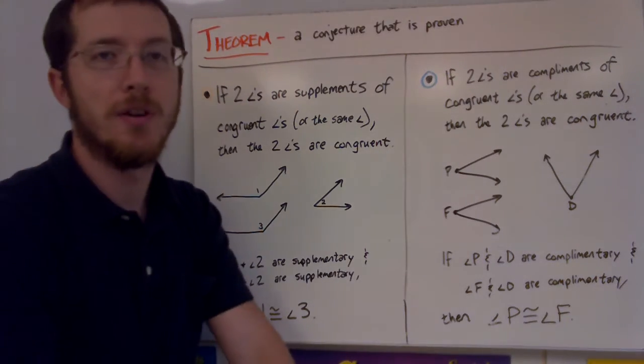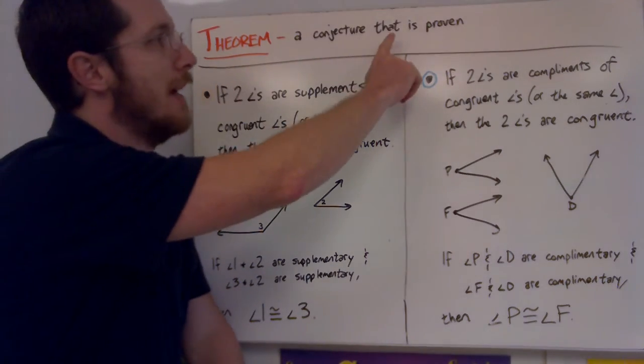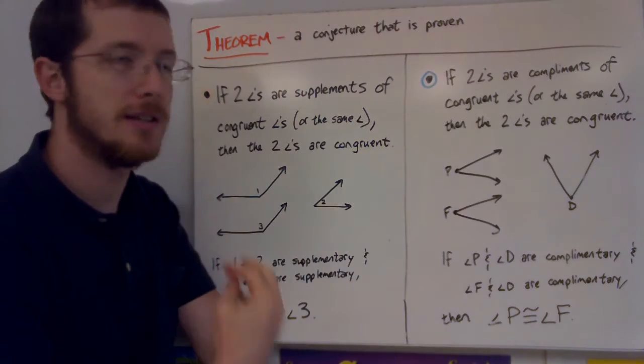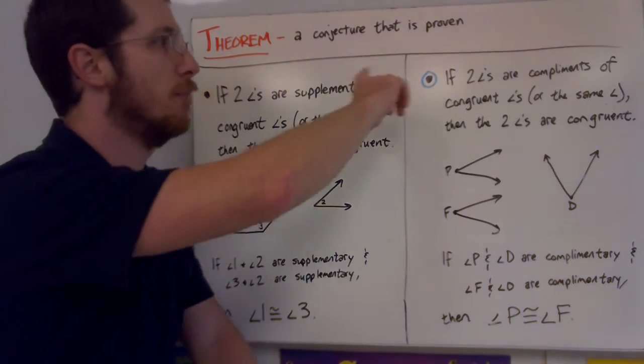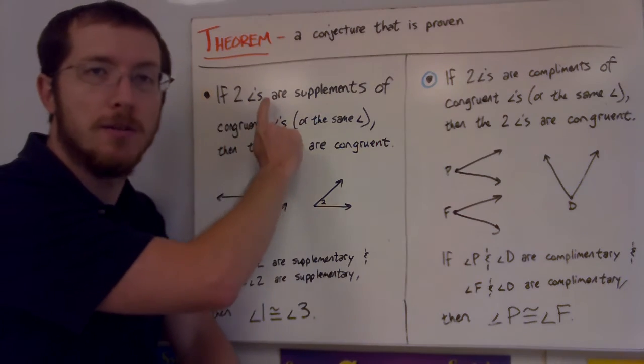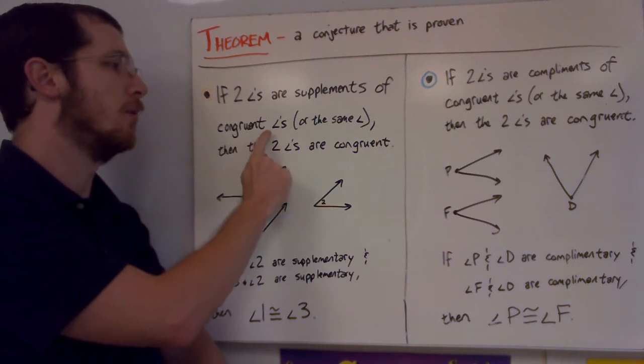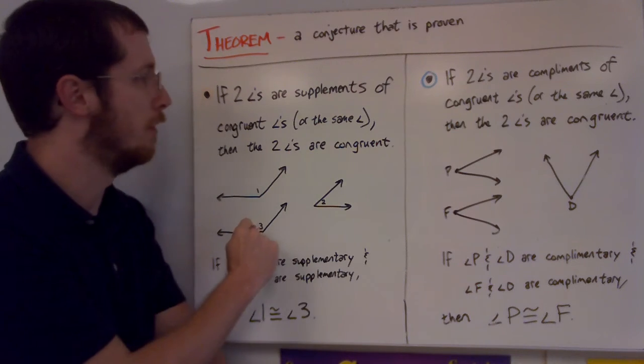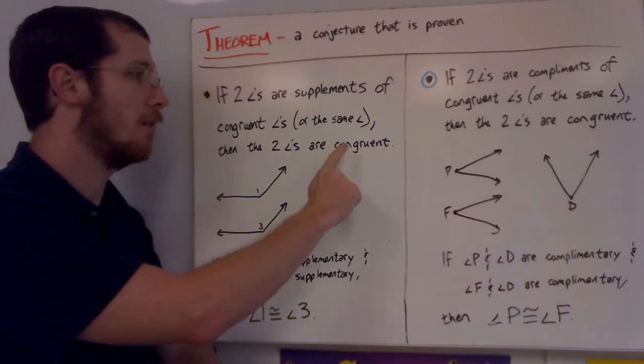Okay, now let's look at a couple of theorems. Now, a theorem is a conjecture that is proven, so we can accept it as truth. It has been proven in the past. First one we're going to look at says, if two angles are supplements of congruent angles or of the same angle, then the two angles are congruent.